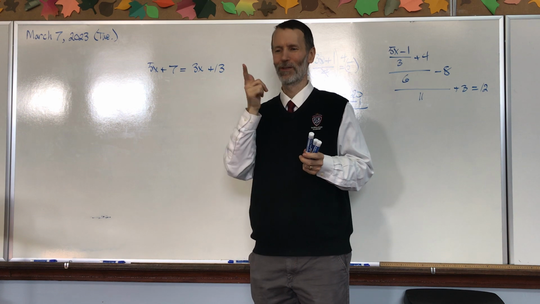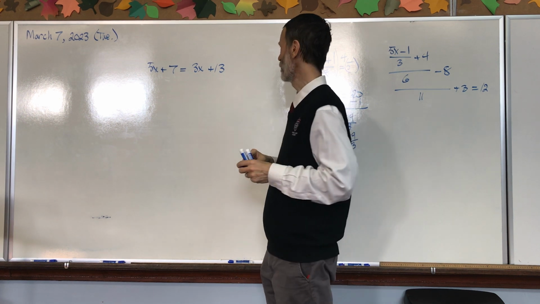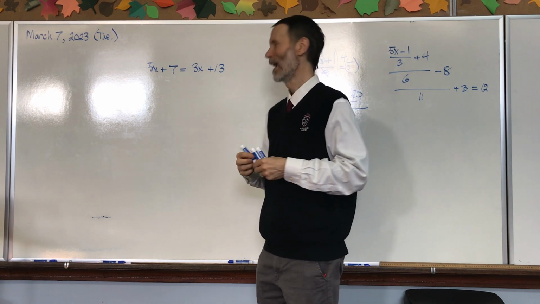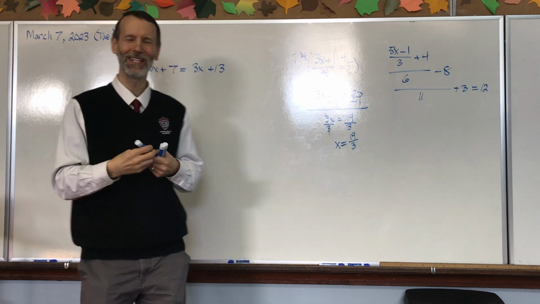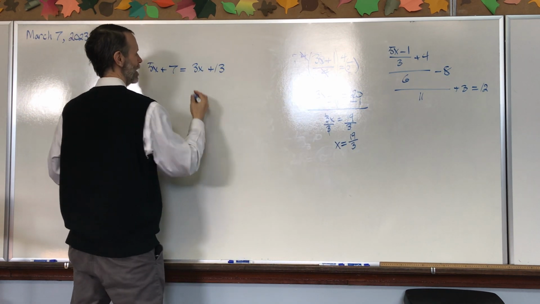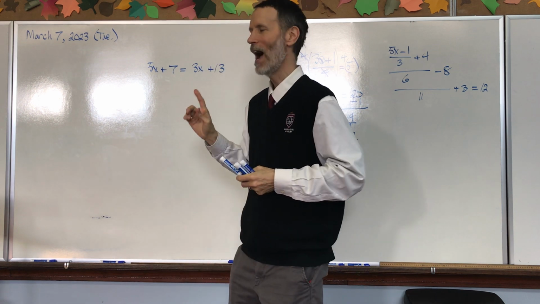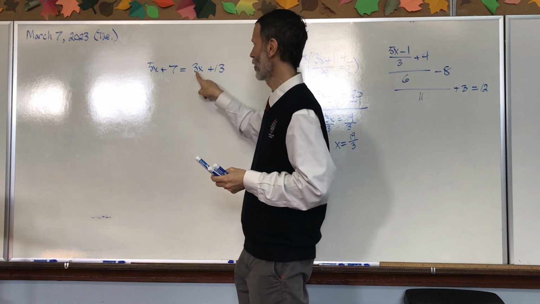You have to get rid of one of them. Take your pick. Which one do you want to get rid of? 3x. Yeah, usually the smaller one is the easiest one to kill, with all due respect. But here's the question. How do you get rid of it? I don't want to just get rid of the 3.